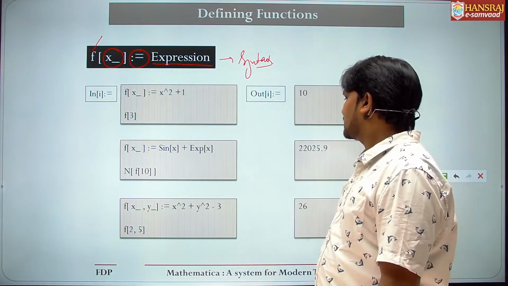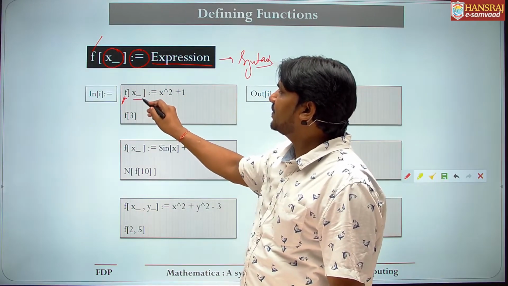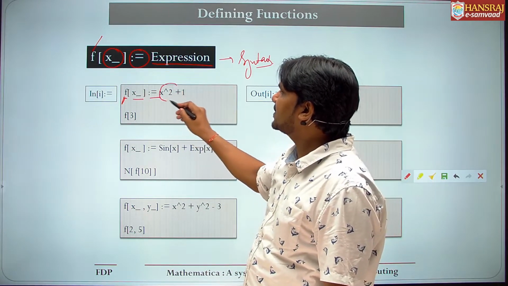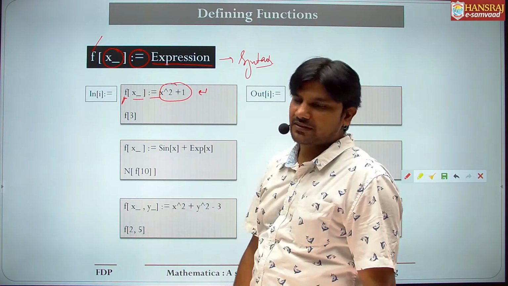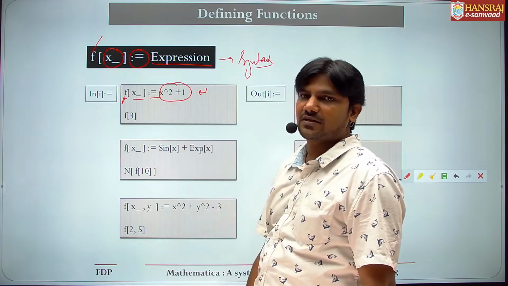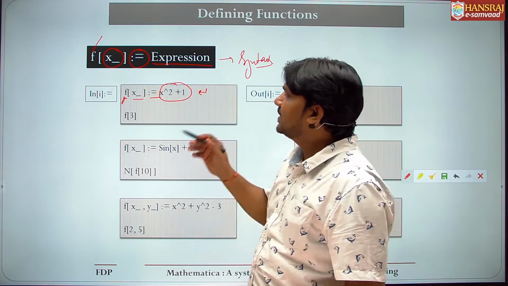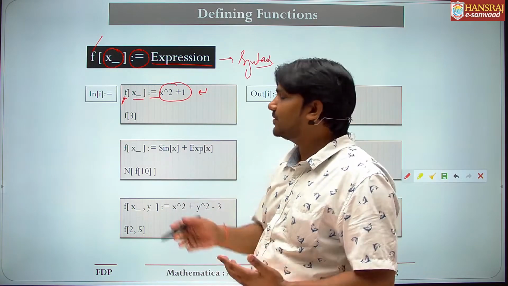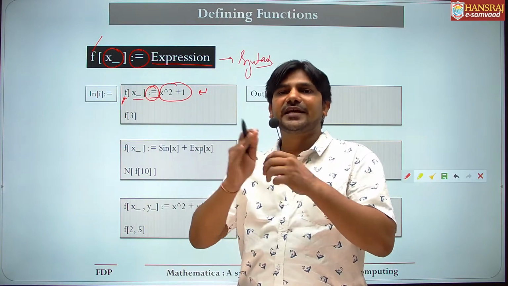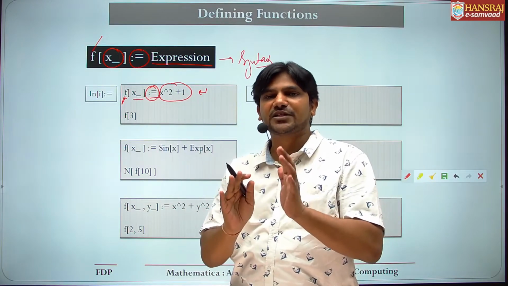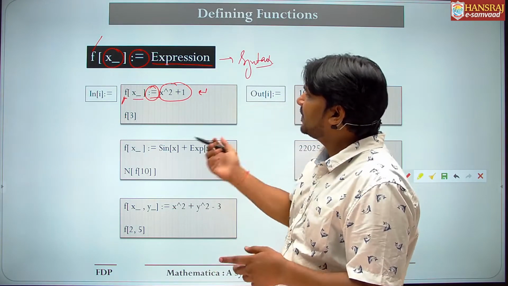Let's start with an example. Here is f, x variable, set delayed operator, then x square plus 1. Whenever you execute this first line only, the function defining line, nothing will happen, because it will not give you any answer, because you are using the set delayed operator. Delayed means it will delay. It will not execute at that particular time when you are executing this particular line.